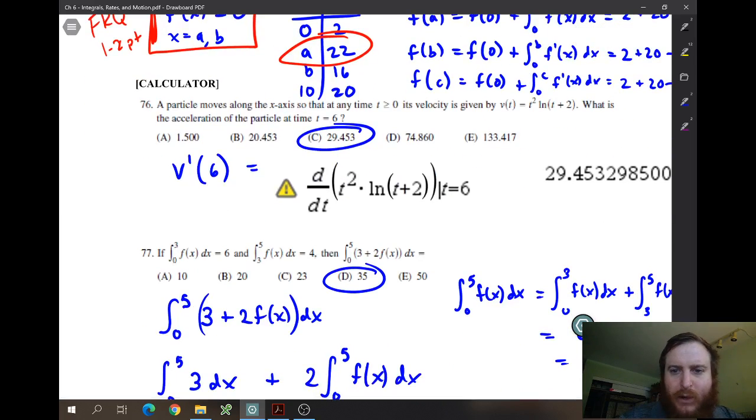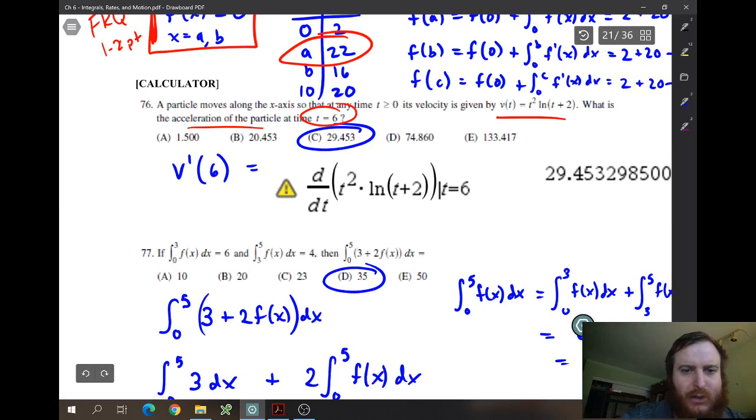All right, next we're given a velocity, and we're asked what is the acceleration at time 6. This is review from last chapter, nice and easy. Just take the derivative and plug it in, right? So position, velocity, acceleration. We're at velocity, and we're going down to acceleration. We take the derivative.